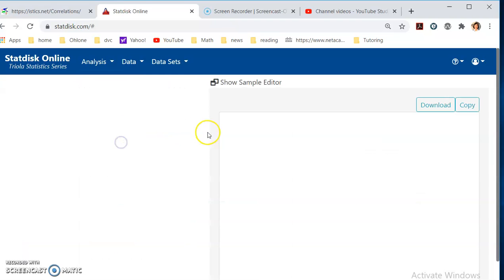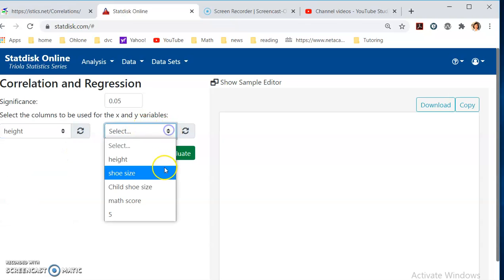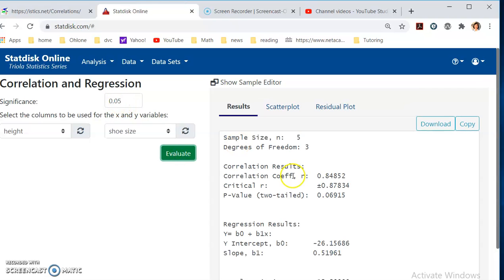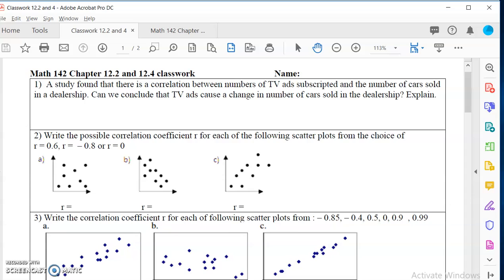Let's go back to the correlation coefficient. The three numbers that we have for height and shoe size. We put 0.05 here because this would dictate the critical r. If you change this, maybe I'll change it to 0.1, you see that the critical r changes. The critical r becomes 0.9, right? So if I use 0.05, which is what we have in the example, our critical r is 0.878. Okay, let's go back to what we're doing.